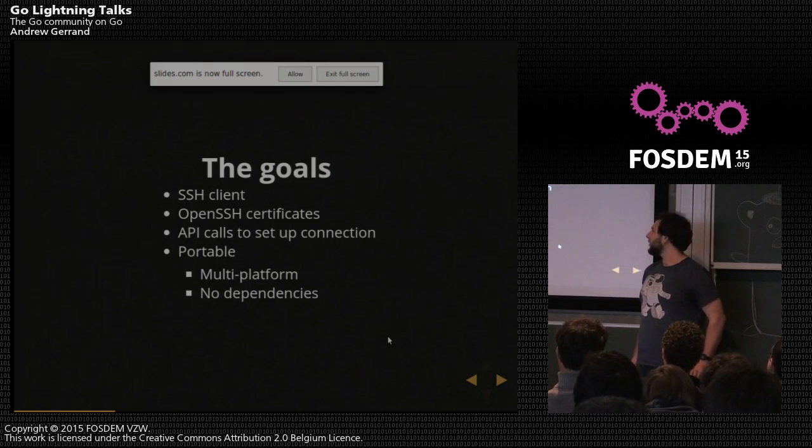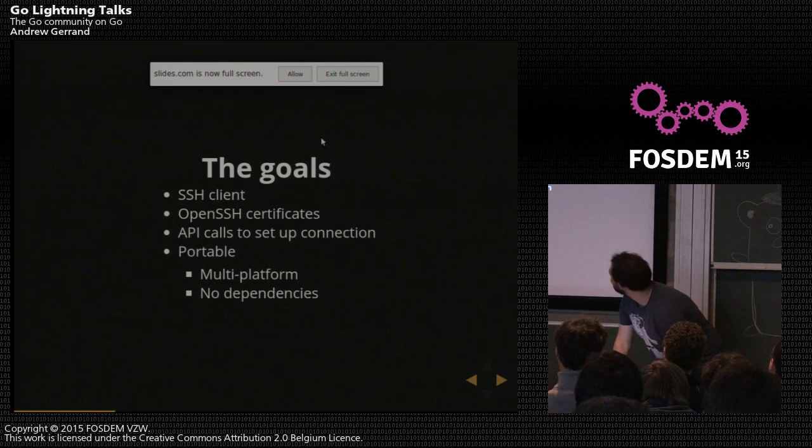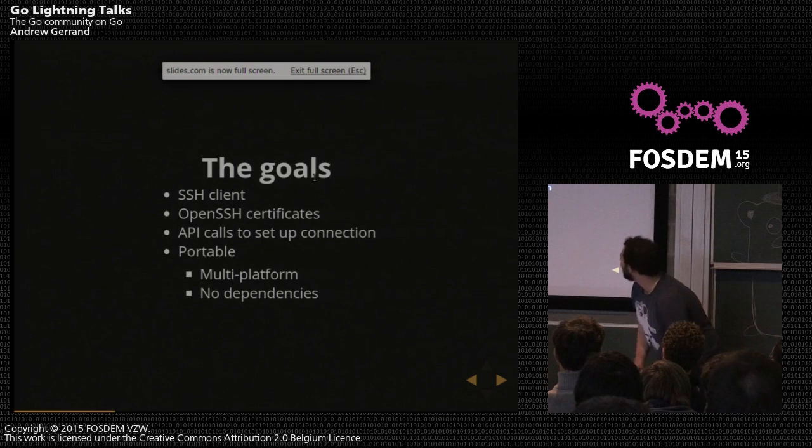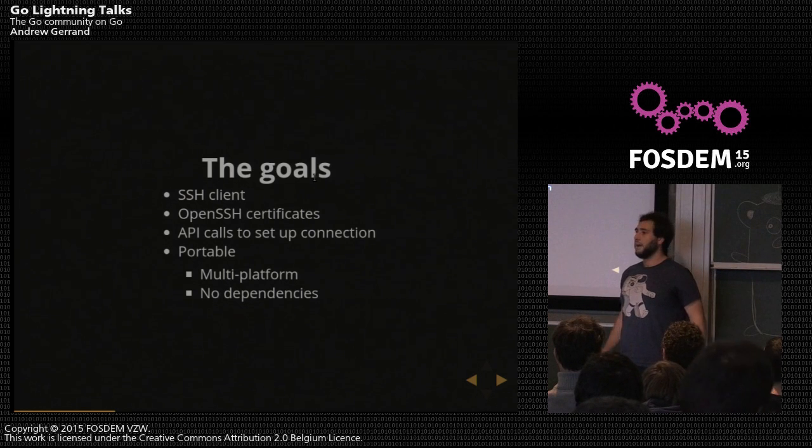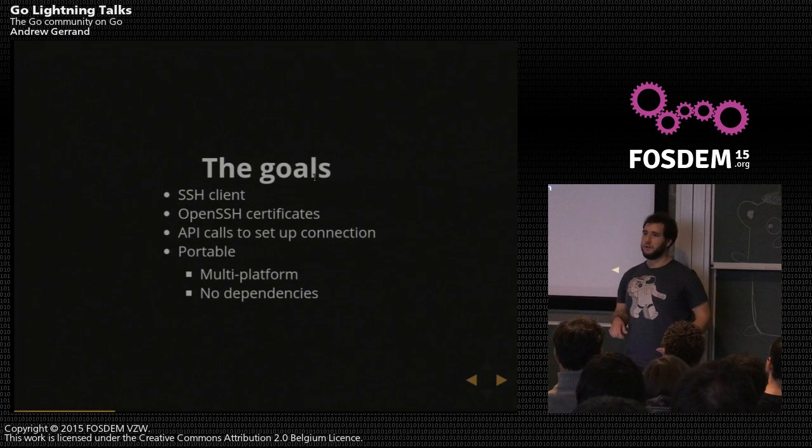There are a few problems with this. We need to support OpenSSH certificates. We need to do API calls to our backend, and it needs to be portable, so I want different users to use it. The main goal was to do Linux, because there's already a Windows GUI application that does this, and I don't want any dependencies, so that you can put the program to set up the SSH connection on a memory stick, plug it in and just use it.